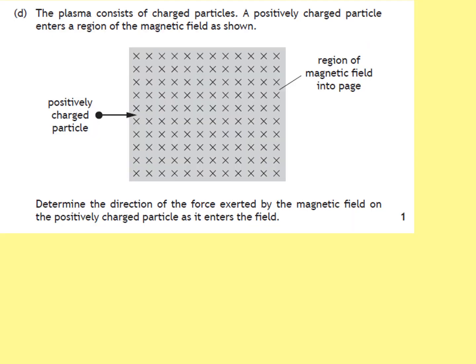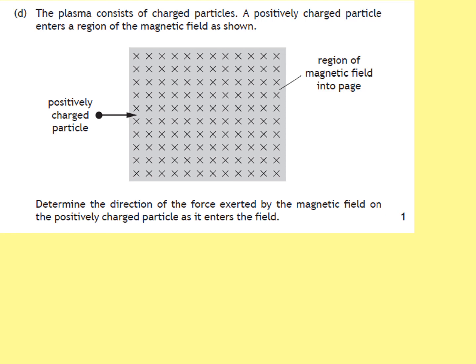The last part of the question, we're going back to electric fields and magnetic fields. Plasma consists of charged particles. A positively charged particle enters a region of the magnetic field as shown. Determine the direction of the force exerted by the magnetic field on the positively charged particle. So we have positively charged particles, so we're using the left-hand rule here.